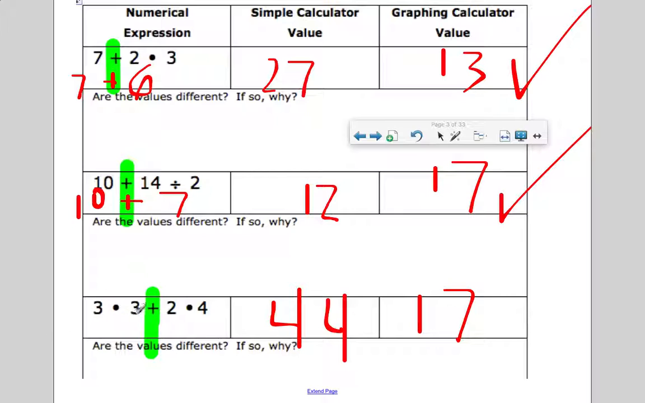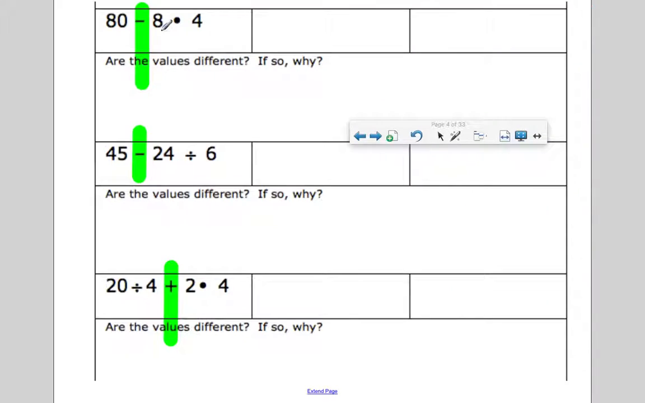The left term is 3 times 3, which is 9. The right term is 2 times 4, which is 8. If you add these two up together, you get 17. Correct.